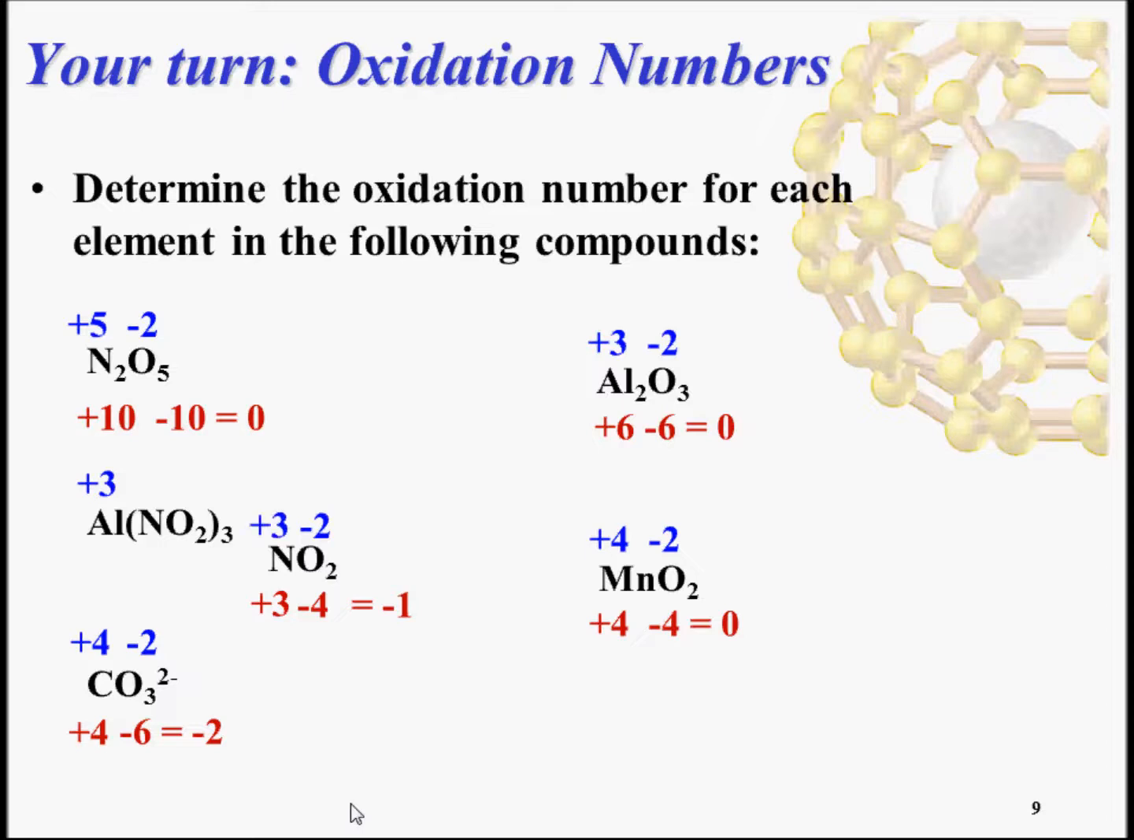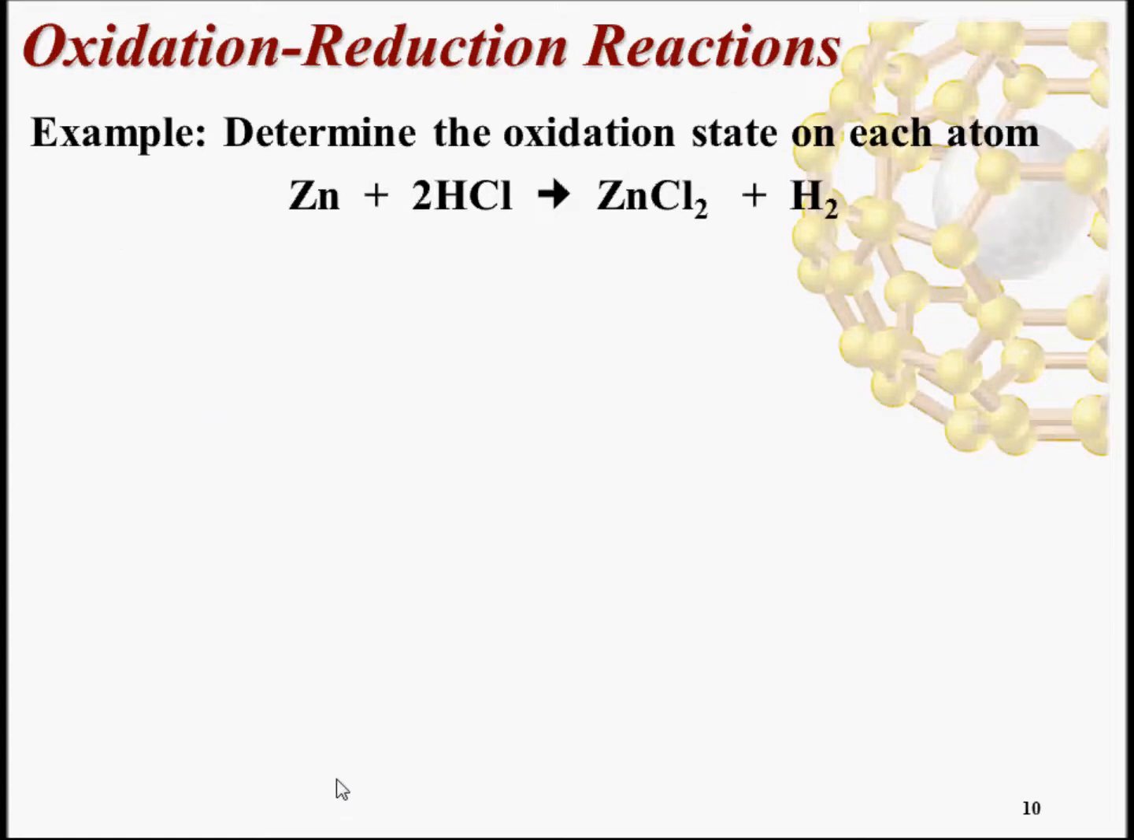So the aluminum, oxidation state of +3, oxygen, oxidation state of -2, and the nitrogen, in this case, has an oxidation state of +3. So let's look at an example of an equation where we have this happening. So if we're looking at this and want to know, well, what is the oxidation state on each atom?